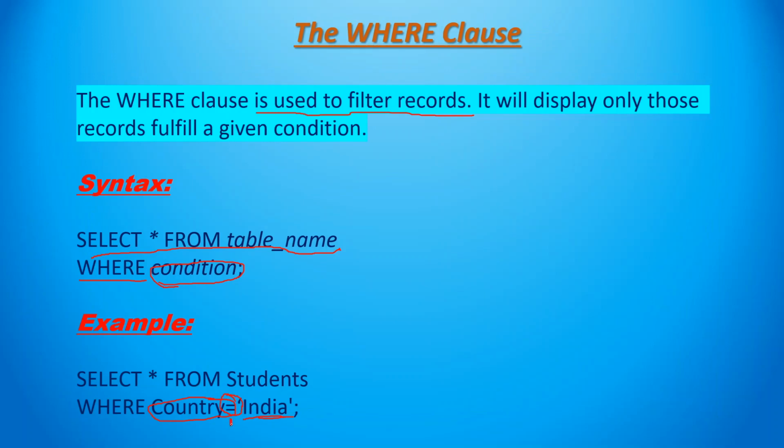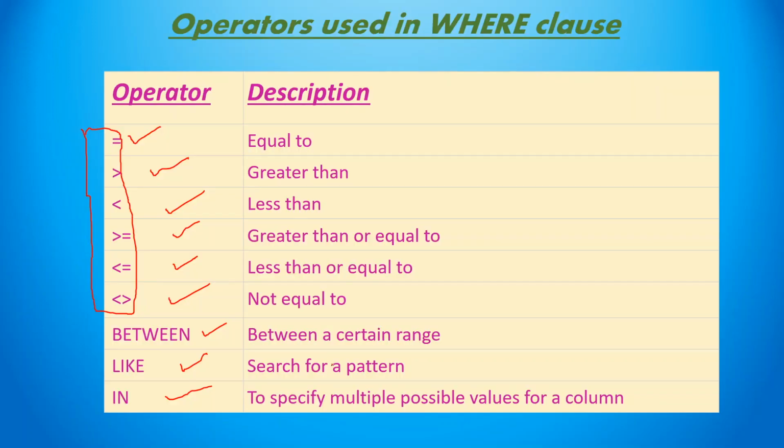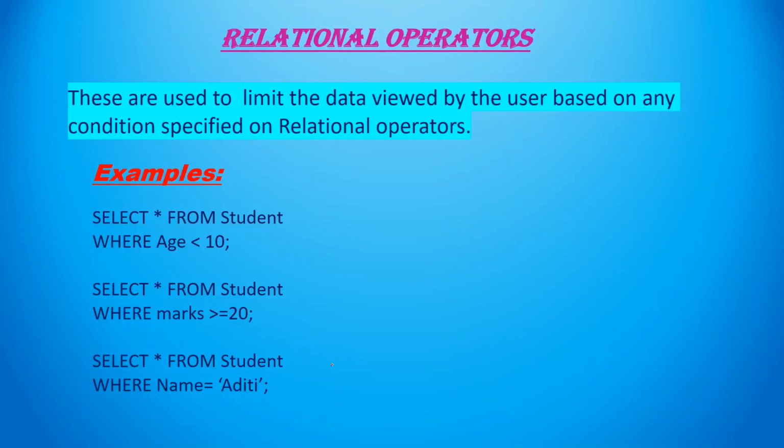Country equals India. Here you can write for any numerical value. If you want to write greater than, less than, equal to, not equal to, you can use any operator over here. Next we will be discussing between, like, and in operator. These are relational operator examples.